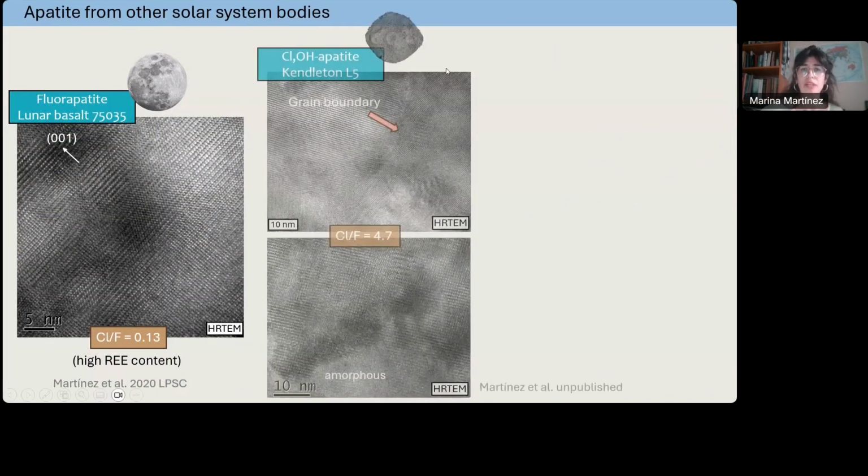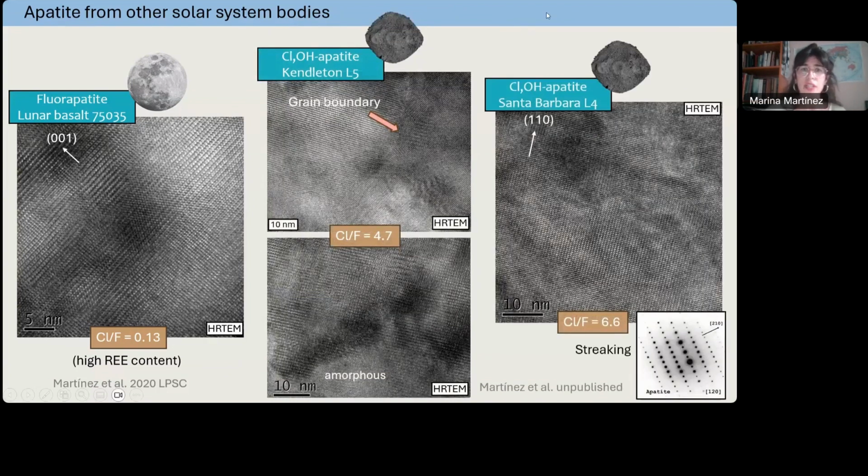And then if we see a couple of ordinary chondrites, Kendleton and Santa Barbara, an L5 and an L4, they are secondary minerals. In these cases, they form by dissolution, reprecipitation and alteration of anhydrous merrillite. And so in here, we can see grain boundaries and we can see amorphous regions due to this dissolution and reprecipitation, and that it's multicrystalline. And we can also see some differences in contrast, although again, it's not as in Martian apatites.